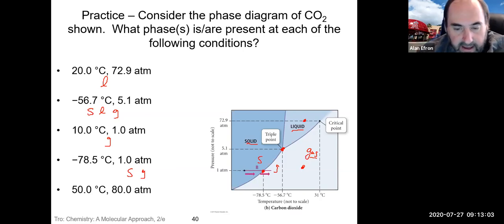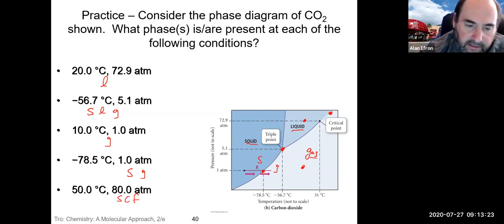And lastly, here we have 50 degrees Celsius, which is over in this area, and 80 atmospheres, which is right here. So at 80 atmospheres, we're ballpark right here. That is our supercritical fluid, which acts as both a sort of liquid and gas. At the critical point, technically you would be between liquid and gas. If you're right on that critical point, it would still be attached to that line between liquid and gas, so you would have both of those phases.